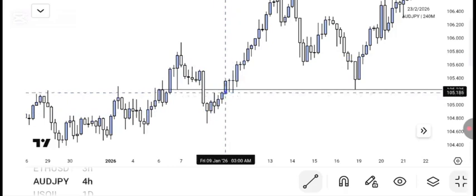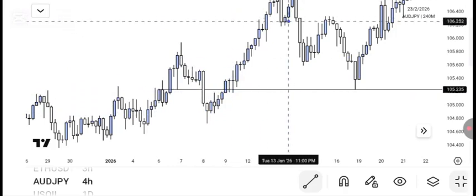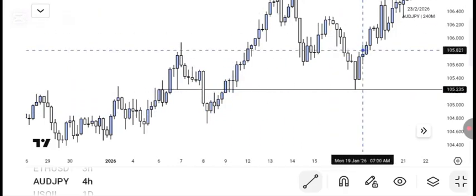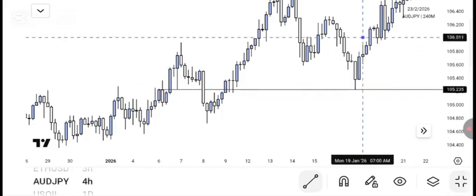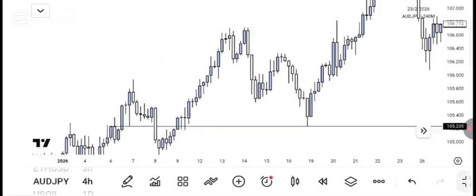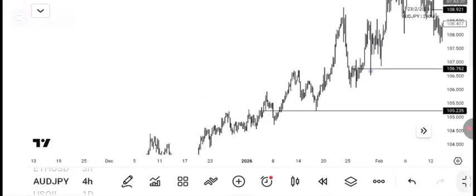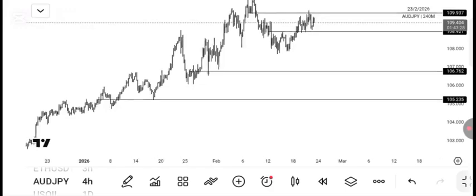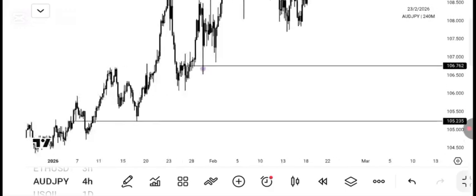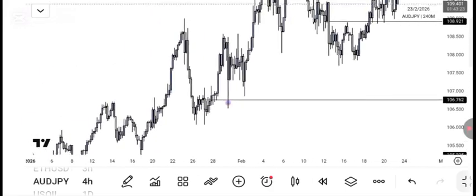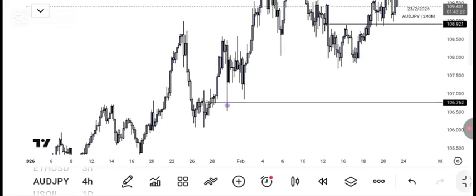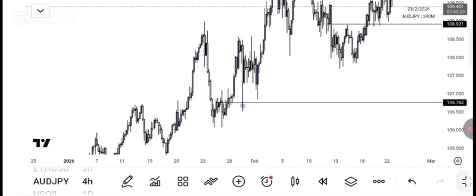Price reacted from it and pushed price upward. Then price came back to that same key level again. Price tapped on it again before price started going upwards. Are you getting me? Before price started going upward, in fact, price hasn't come down since then.